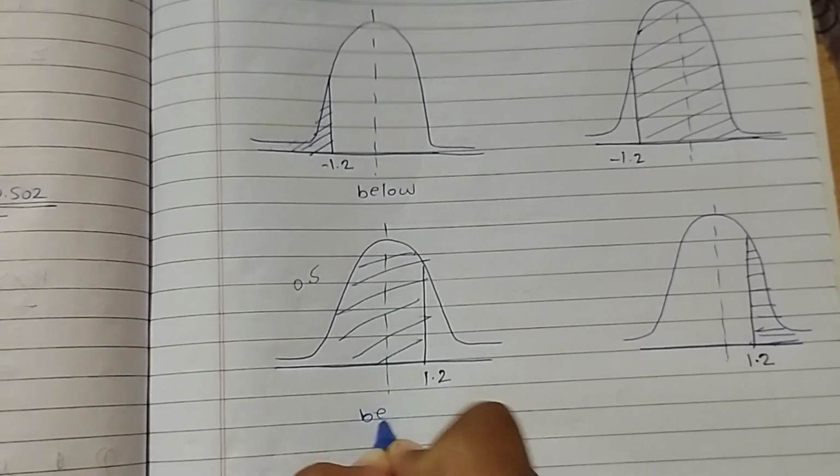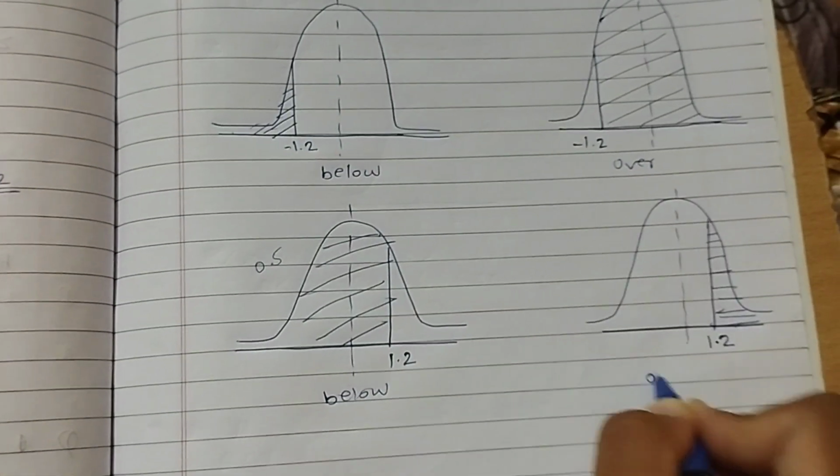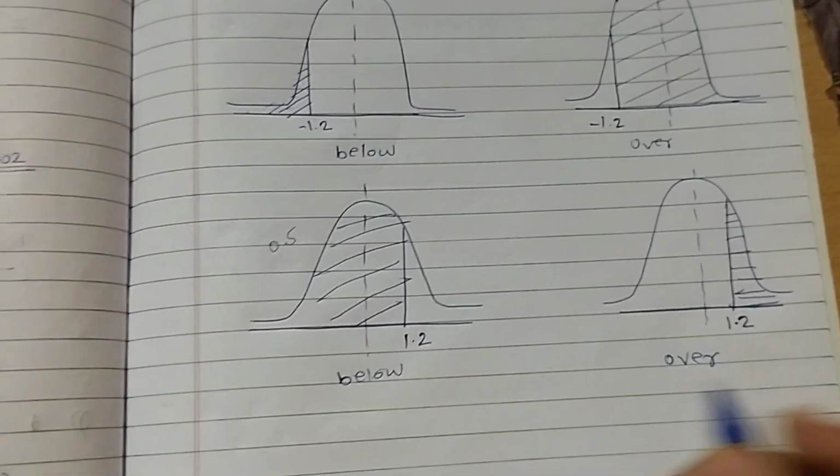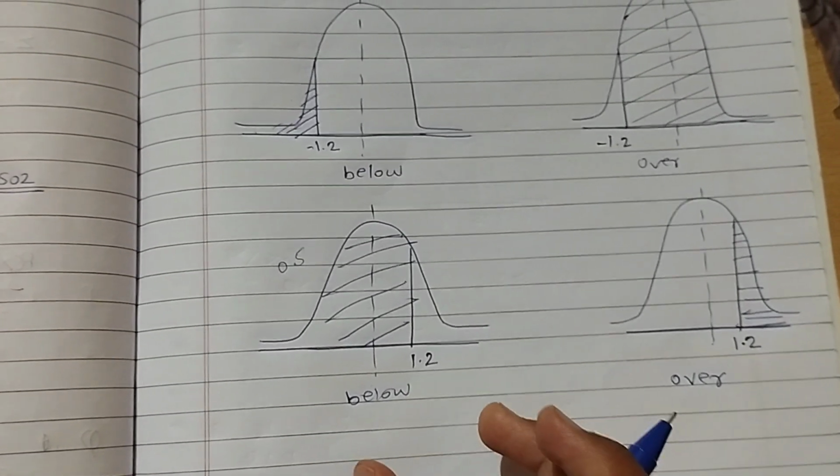This is also for the below. This is for the over. This is for the over. And we know how we find out the value for between two values.